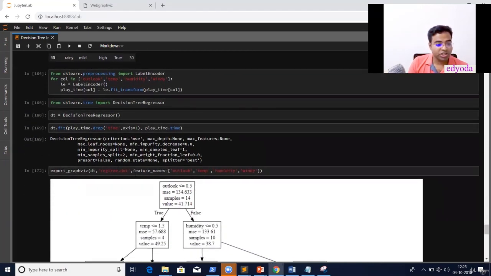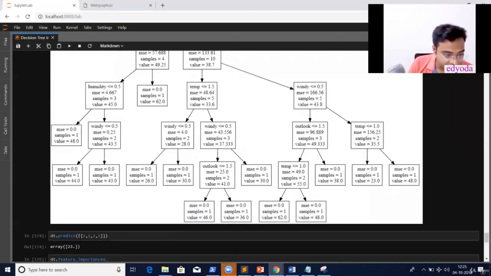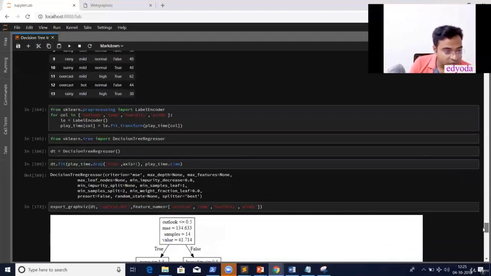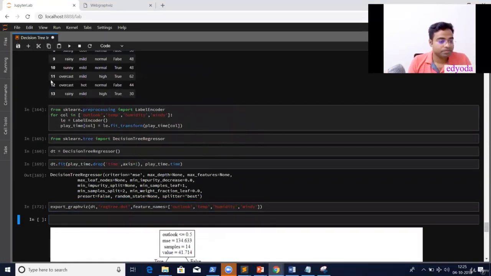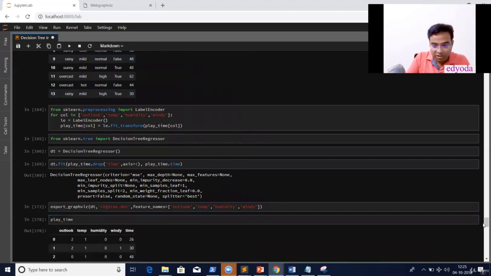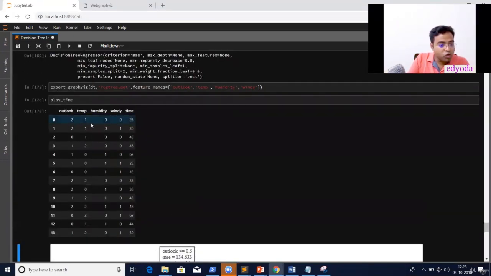Now we want to see the tree generated. To generate the tree with the same column names, we can pass the feature names over here: outlook, temperature, humidity, and windy. So this is the tree it generates for this particular data set, right? Let's say we have to predict for a new sample. After doing the transformation, this is how the data looks. For example, I have to predict for 2, 1, 1, 1.